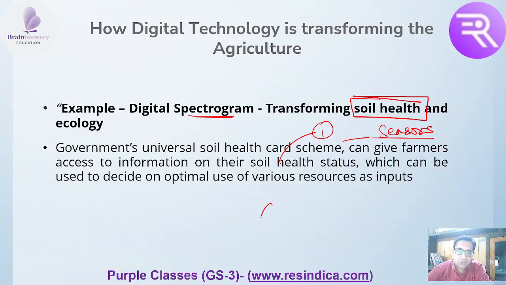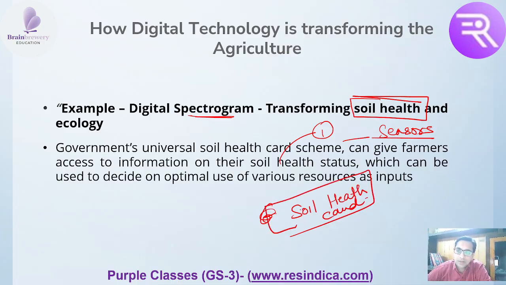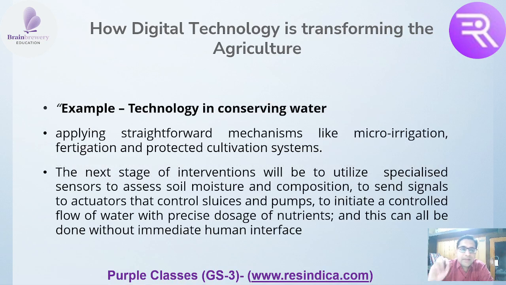Even the government is providing a soil health card. And now soil will also be equipped with sensors and various types of tools in order to give the proper status of the soil. If we have a proper status of the soil, we know what kind of fertilizer, how much water we have to provide, at what time we have to provide it, and what the moisture in the soil is. Then we come to technology for conserving water.